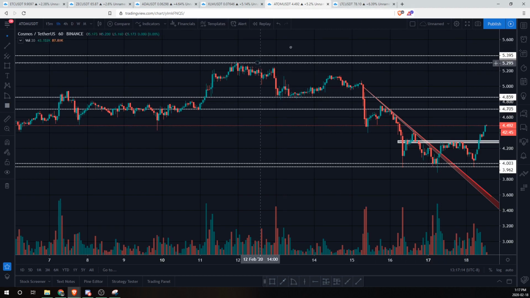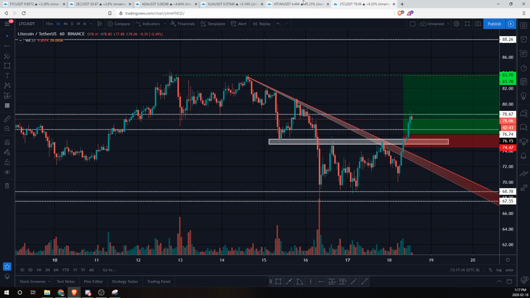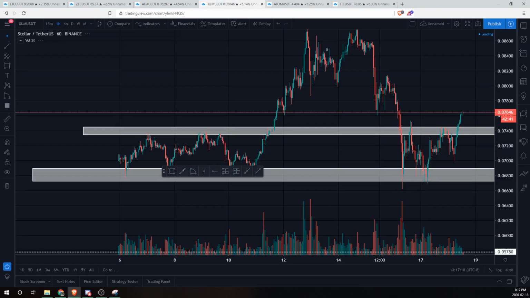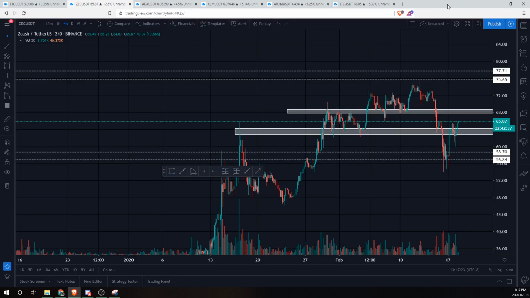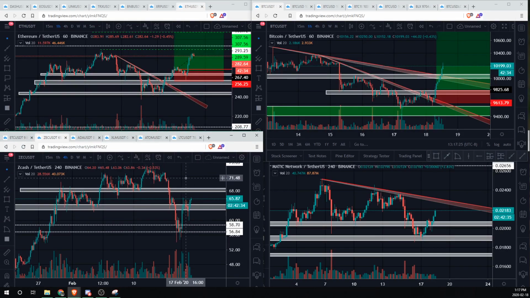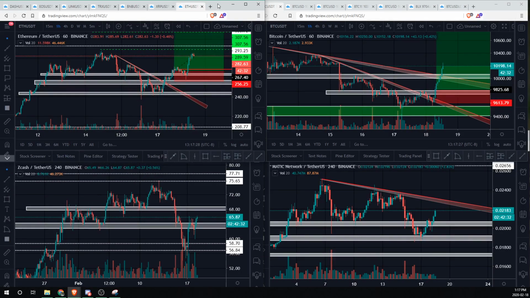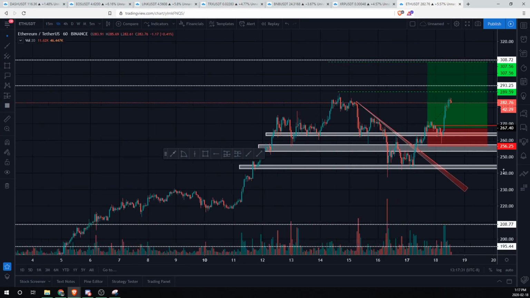Let's just say that. So going on to different pairs, we talked about Atom. We're not really going to get into these different alts because we're not in them, we're in different alts. So we'll just focus on the alts that we're currently in. Ethereum is our next one that we're going to talk about.